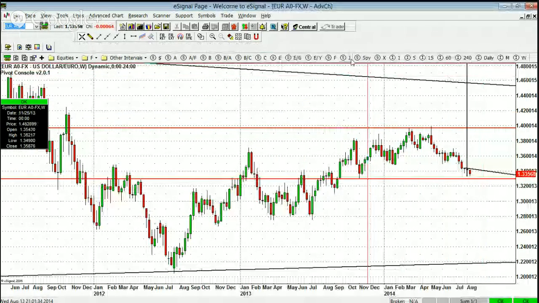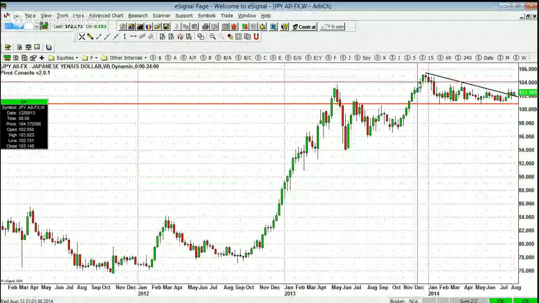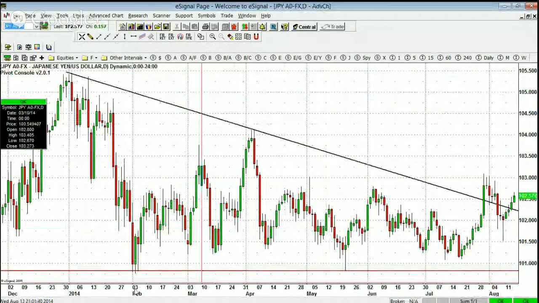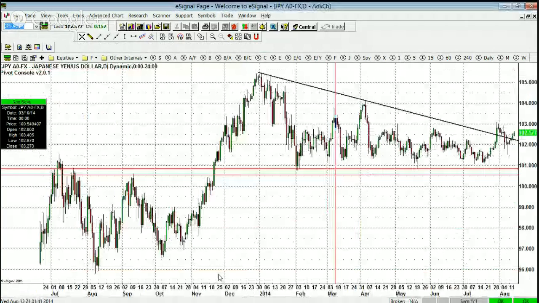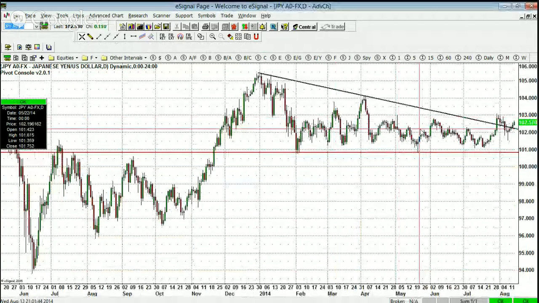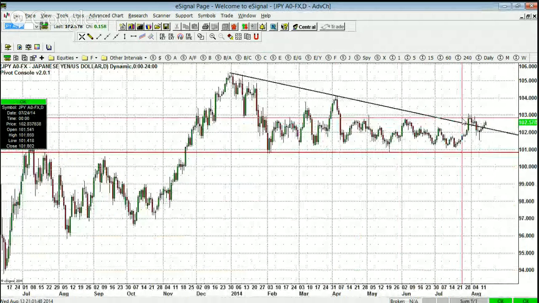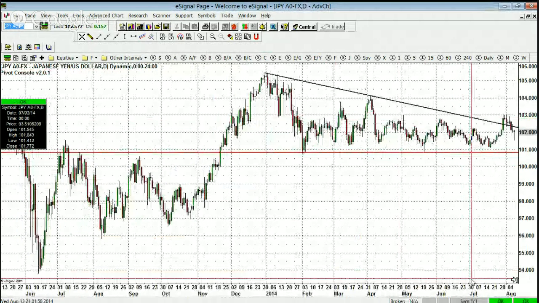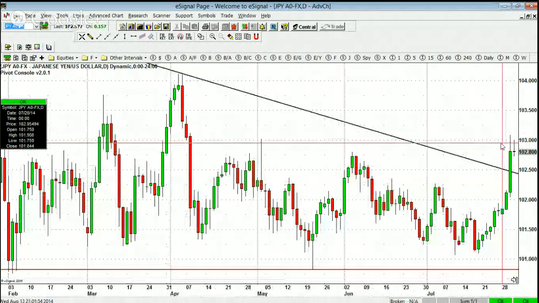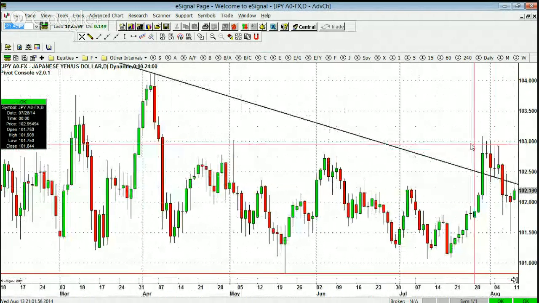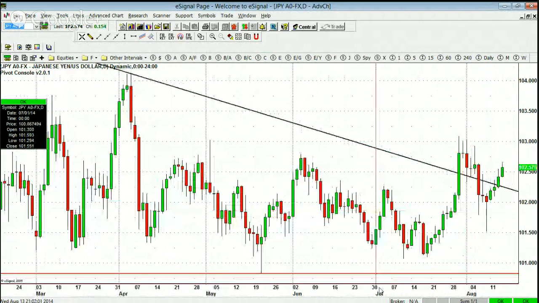Okay, the Japanese yen. Kenneth asked me about the Japanese yen. The Japanese yen was in a triangular consolidation pattern. The market broke briefly above the triangle, as you can see here. It broke briefly above the triangle, came down, tested the triangle, broke below again, and is now moving upwards.